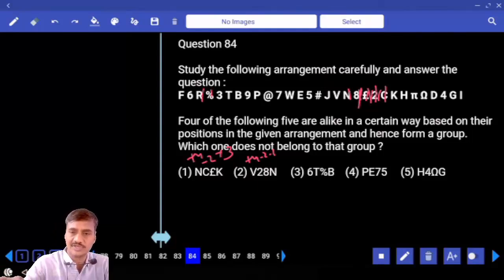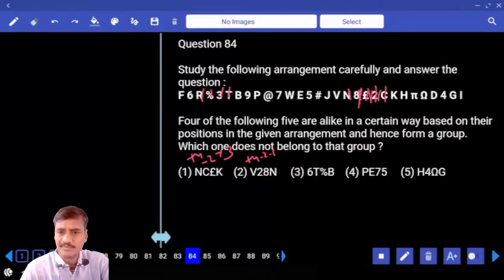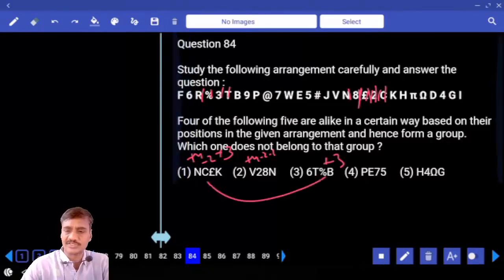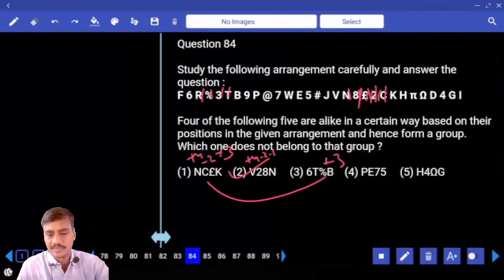T, what is the difference here? 1 2 3 4 plus 4 T and percentage minus 2 percentage and B plus 1, clear, and percentage and B plus 3. Here plus 3 came. Hence 1 and 3 are same, hence 2 is the odd one.